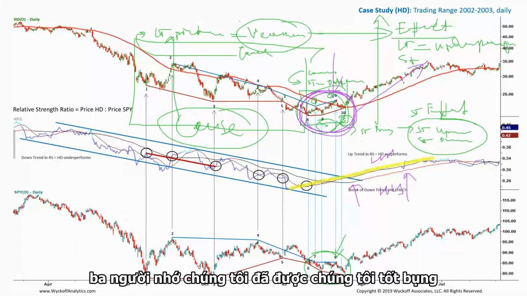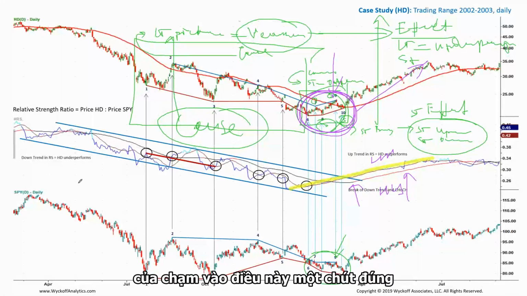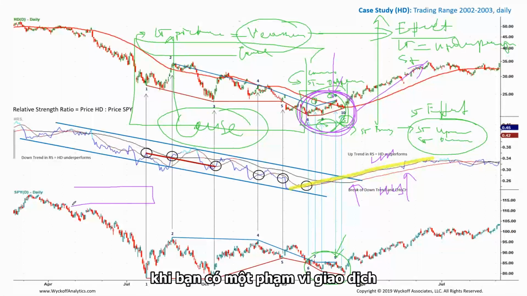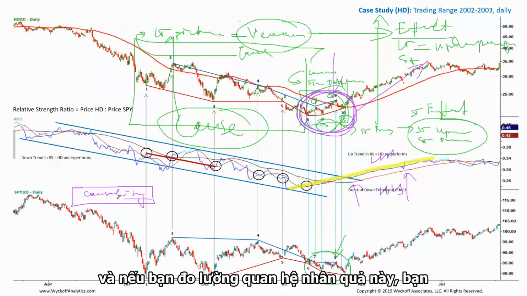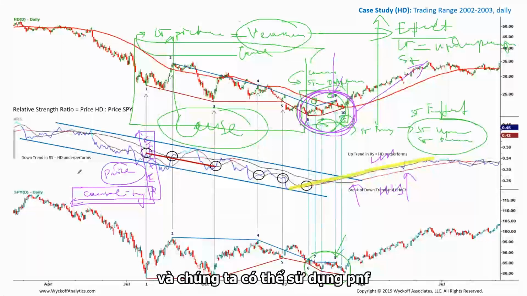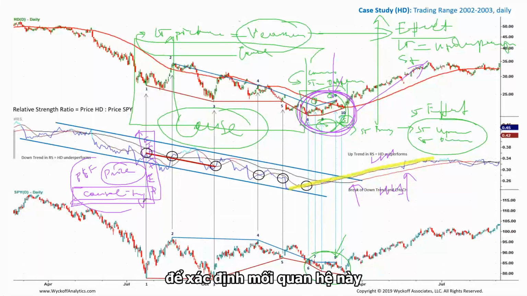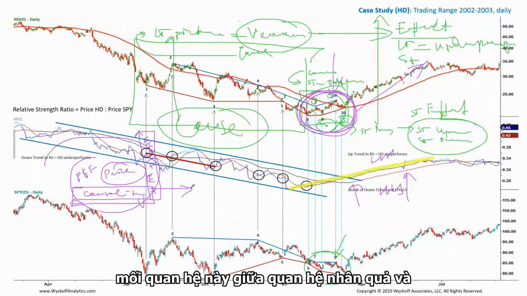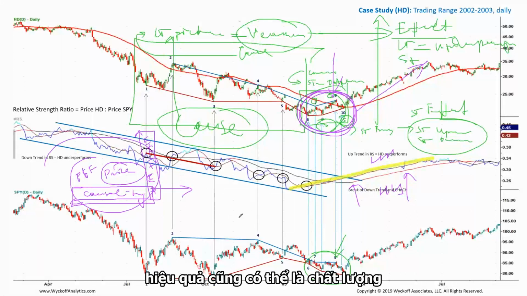Law number three, remember guys, we kind of touched upon this a little bit. Law number three says when you have a trading range, that's your causality. And if you measure this causality, you could see that the effect is going to be equal to the same measured distance as your cause. And this is for the price, and we could use the point and figure chart to define this relationship. But I'm saying that this relationship between causality and effect could also be qualitative, in terms of the performance.